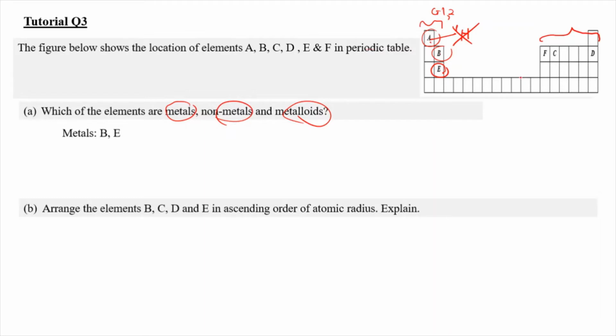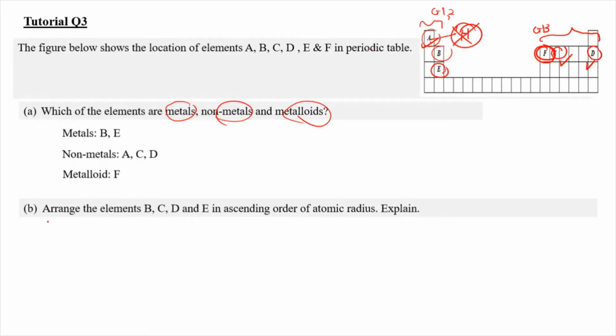Okay, so the non-metals that we have are C and element D here. So this includes C, D, and A, which is the hydrogen. And for the metalloids, we're going to have the F here. F here is usually located in group 13, which is the metalloids, or known as the semi-metal.